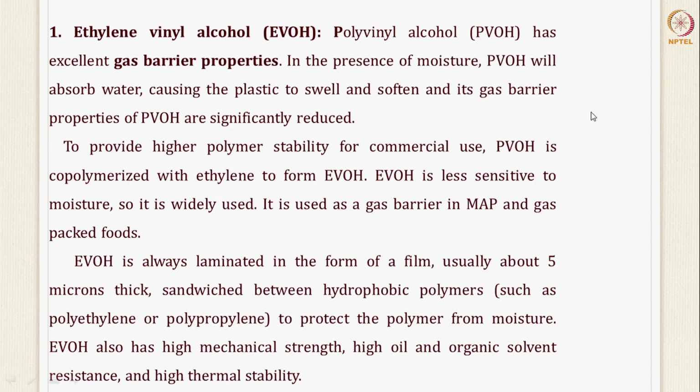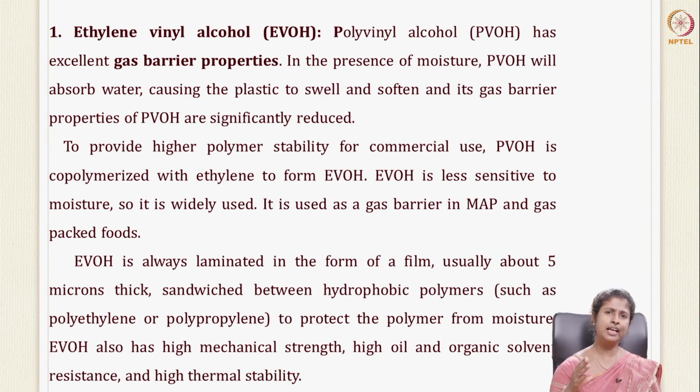Let's look at each of these one by one. Ethylene vinyl alcohol. Now, if you look at polyvinyl alcohol, PVOH, it has excellent barrier properties. But the problem is that PVOH, in the presence of moisture, can swell, which ultimately hampers the barrier properties. So, to provide extra stability, PVOH is usually copolymerized with ethylene vinyl alcohol. The ethylene vinyl alcohol is less sensitive to moisture.